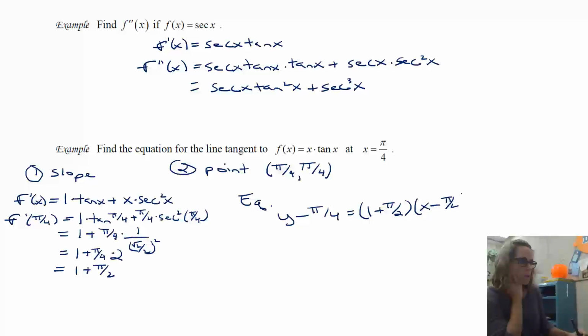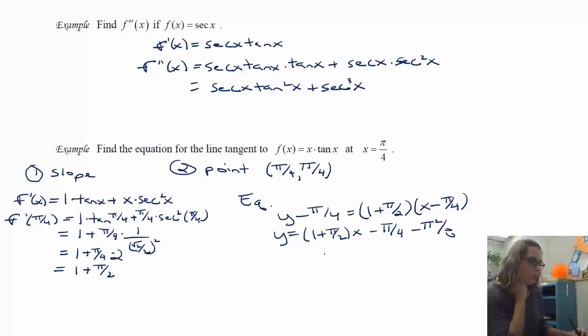So obviously our slope's kind of weird looking. It is just a number, but as you can see, it is in terms right now of pi. It has the pi over 2 in it. So basically what I'll do is I'll just add that pi over 4. So we end up with 1 plus pi over 2 times x, and then by the distributive property, multiplying this times this, I get minus pi over 4, and then a minus pi squared over 8. So of course that's kind of weird.